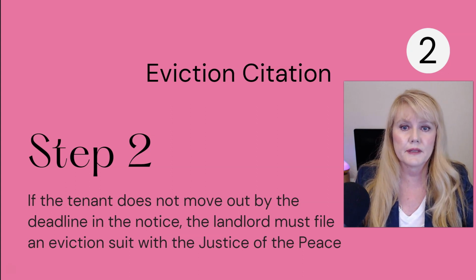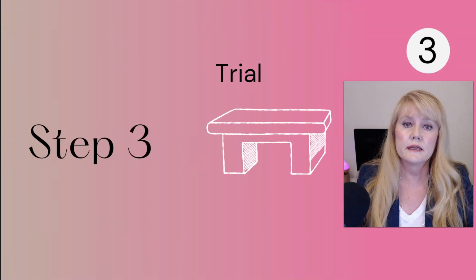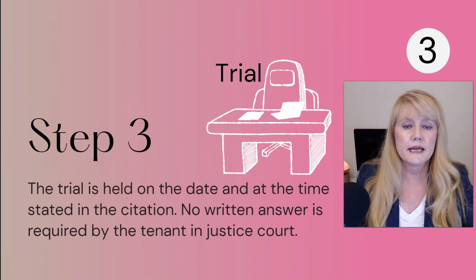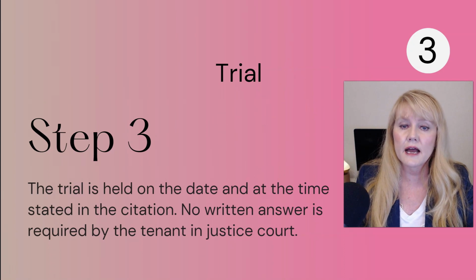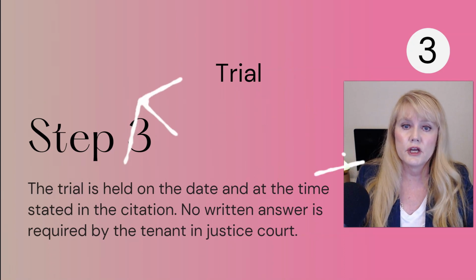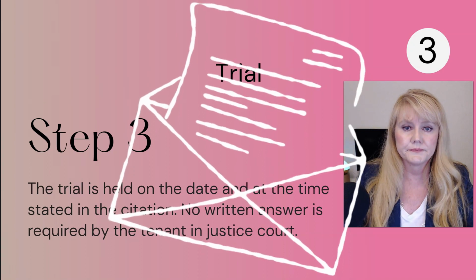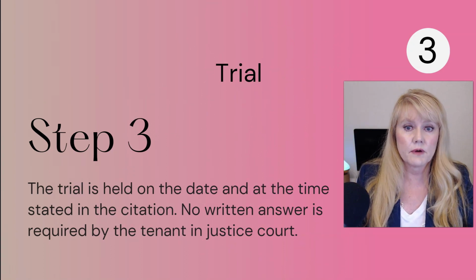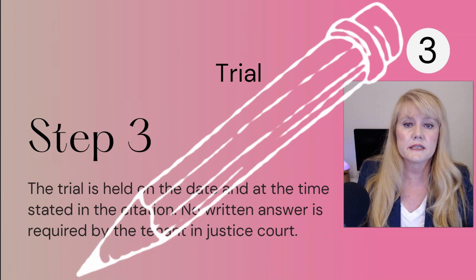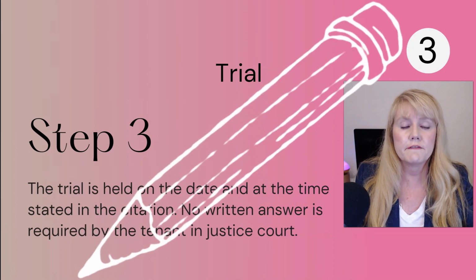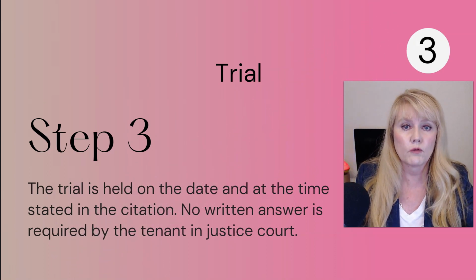So, the landlord cannot remove the tenant or the tenant's property until the eviction process is completed unless the tenant abandons the property. Now, step number 3 is the trial. The trial is held on the date at the time stated in the citation. No written answers required by the tenant in the Justice Court. A tenant has a right to a jury trial, and to request a jury trial, the tenant must file a written demand at the Justice of the Peace and pay a jury fee at least 3 days before the trial date.